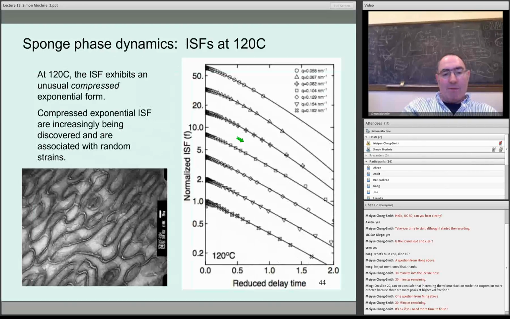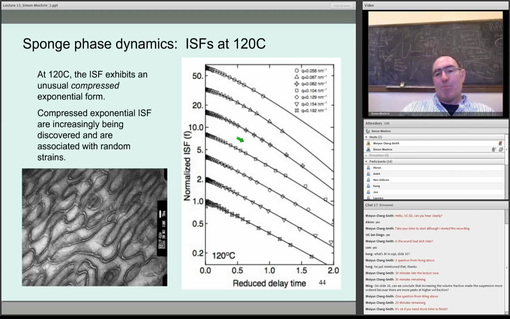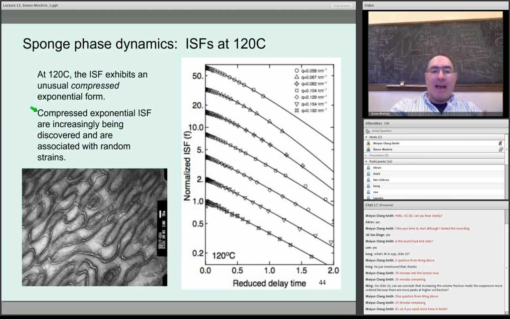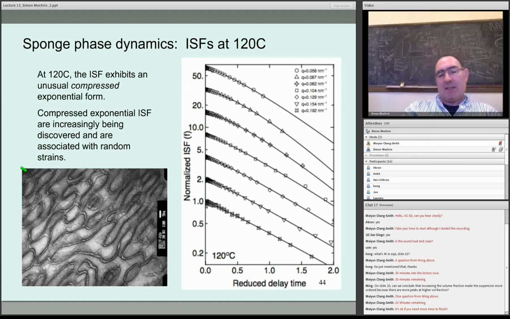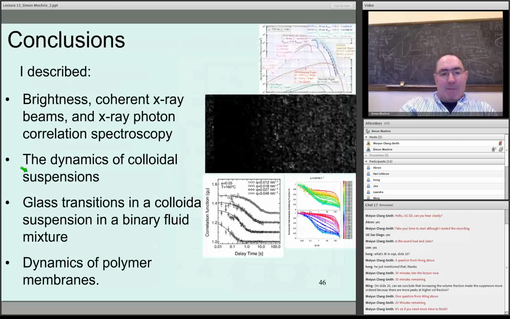And if you go even further, it becomes greater than 1. So it's no longer a stretching exponent; it's a compressing exponent. And I think I should wrap it up just to say that compressed exponential intermediate scattering functions, such as we're seeing at low temperatures in the context of this sponge phase, are associated with random strains and seem to actually be very widespread in soft condensed matter systems. I'm going to skip that.